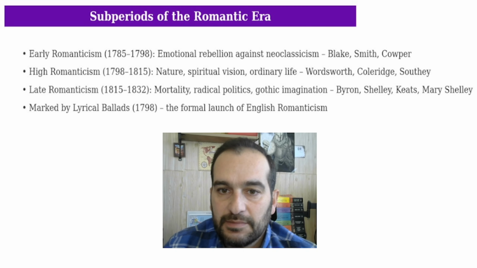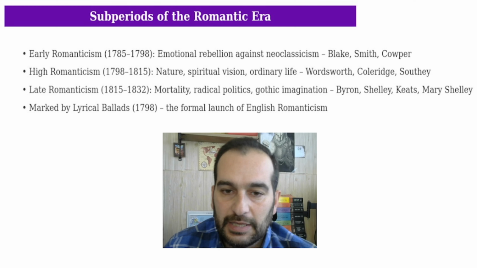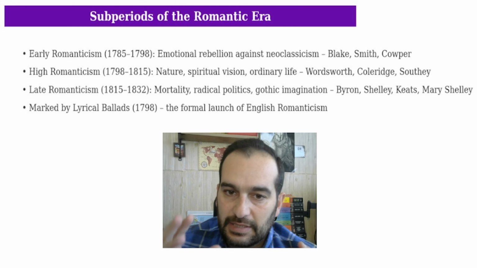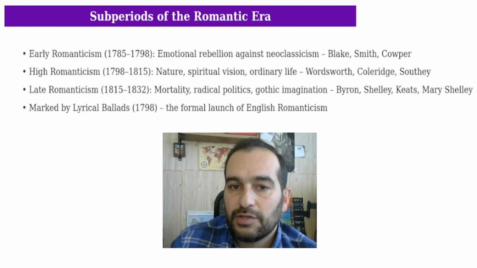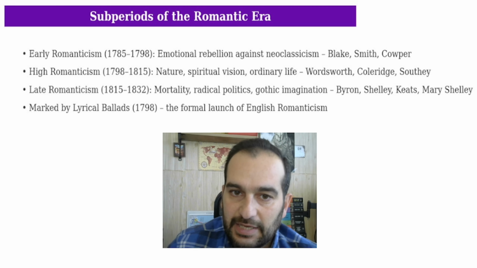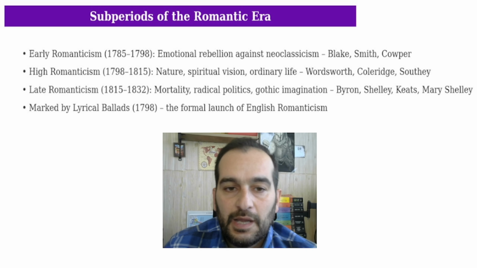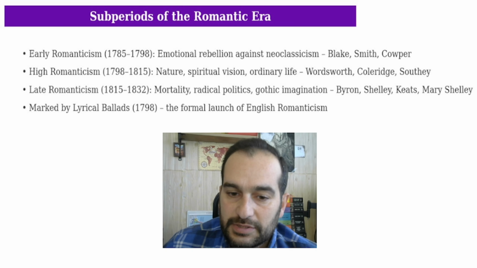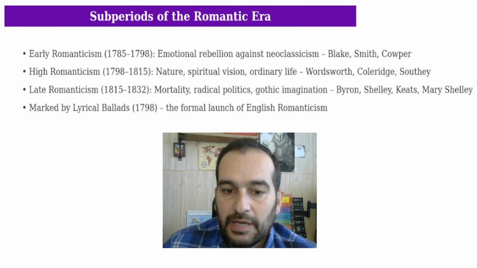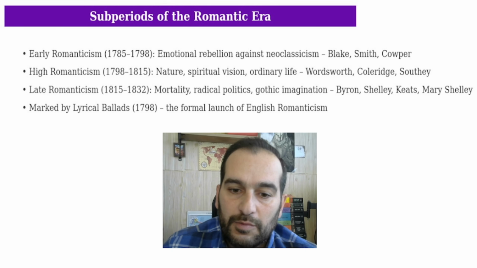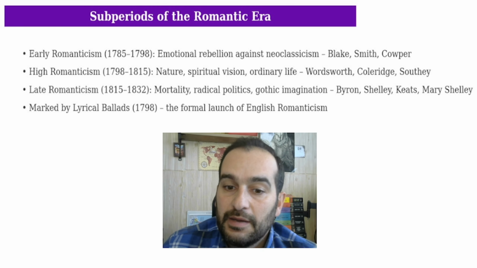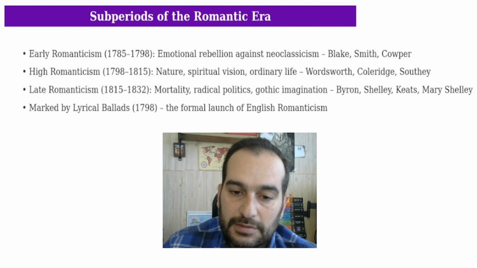In High Romanticism, of course, we have William Wordsworth and Samuel Taylor Coleridge. And as you know, High Romanticism is the core of Romanticism. It calls for going back to nature, ordinary life, and the spiritual vision. However, late Romanticism is marked by mortality, radical politics, and Gothic themes. We can here see Mary Shelley and Lord Byron and many other writers.